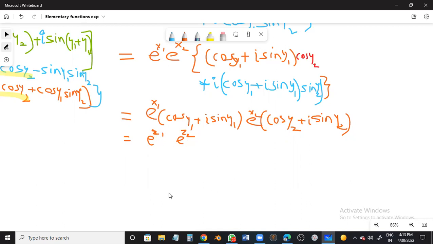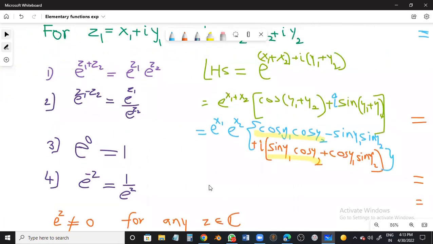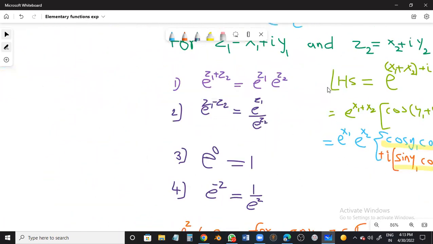So we very immediately observe that the rules are followed. This is nothing but the RHS. So we have shown that e raised to z1 plus z2 comes out to be e raised to z1 into e raised to z2. So the same laws that we have seen in real functions are followed by this function also. Now, same way I can prove that e raised to z1 minus z2 happens to be e raised to z1 upon e raised to z2.